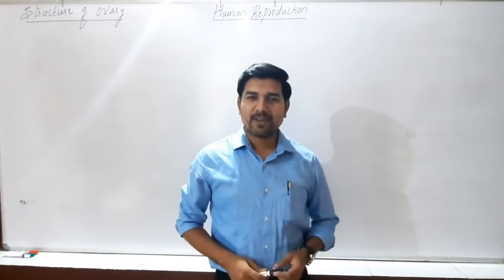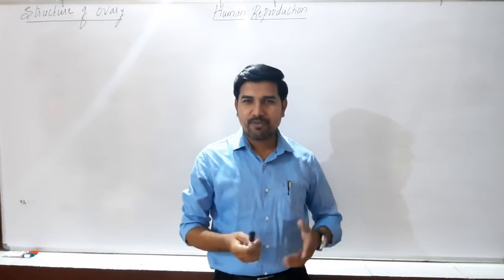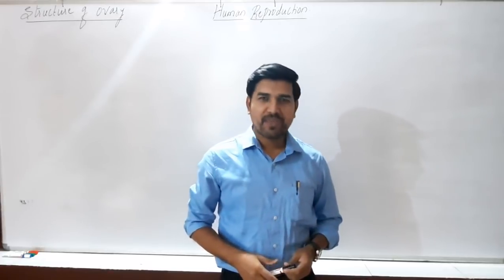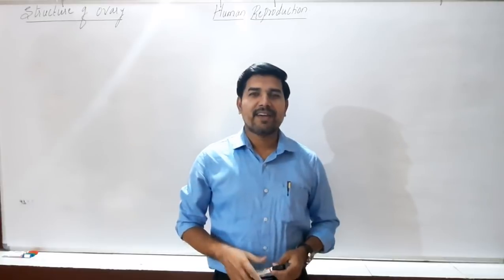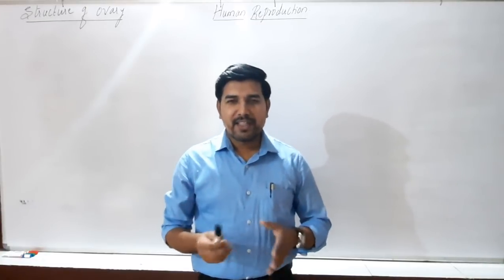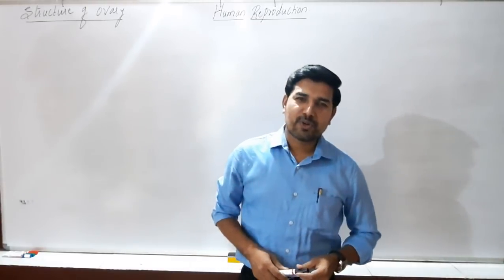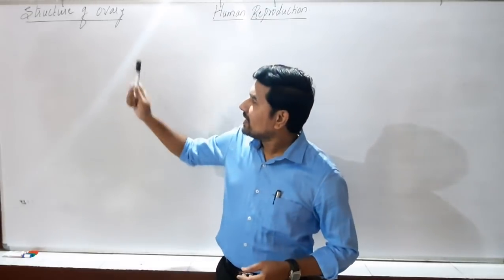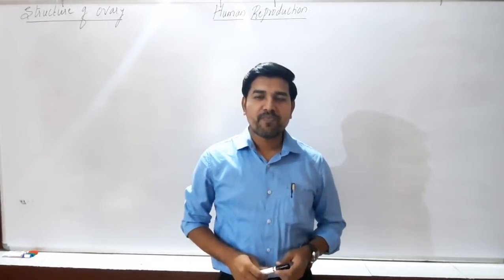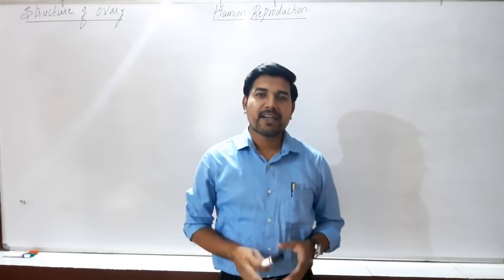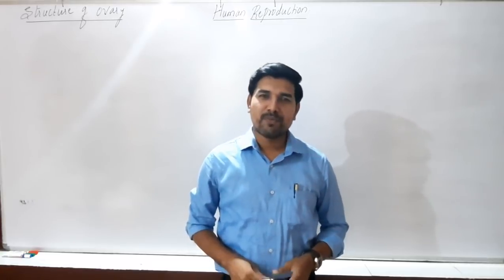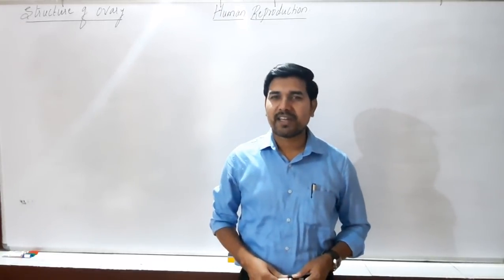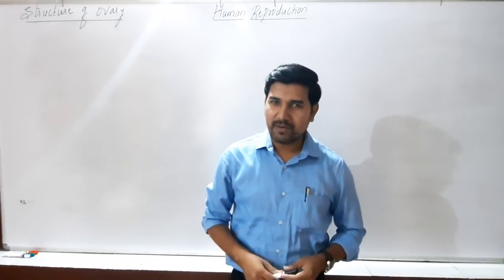In the previous class, we already came across the structure of the male gamete, which is called the sperm, its characters, its labelings, as well as its descriptive part. In this class, first we are going to study the structure of the human ovary. Second part is regarding the Graafian follicle. Third part is regarding the structure of the human ovum. So let's look at these diagrammatic representations one by one.